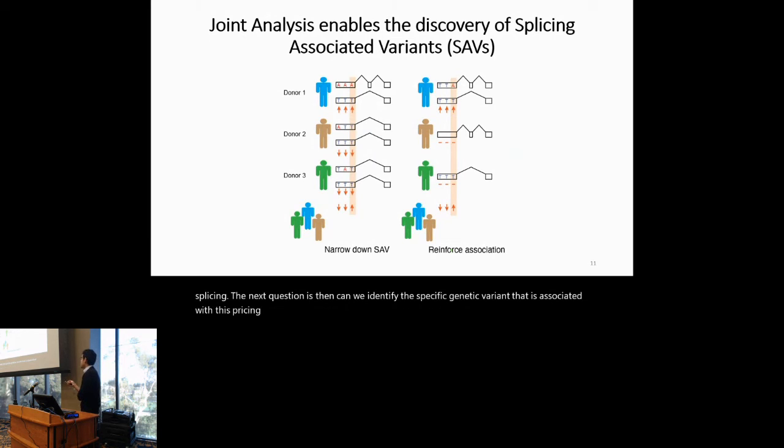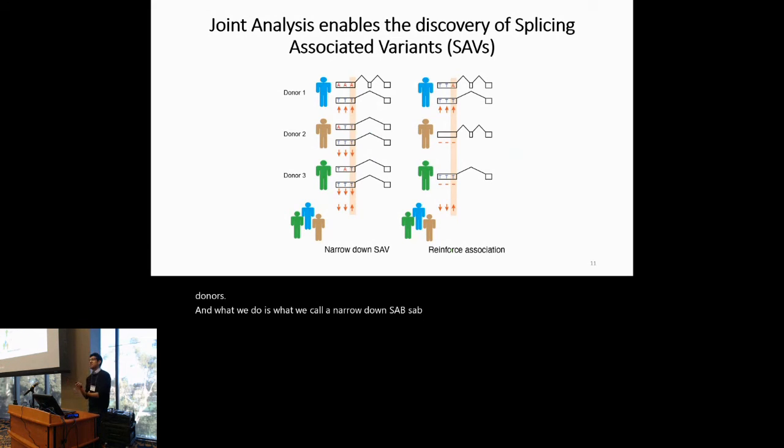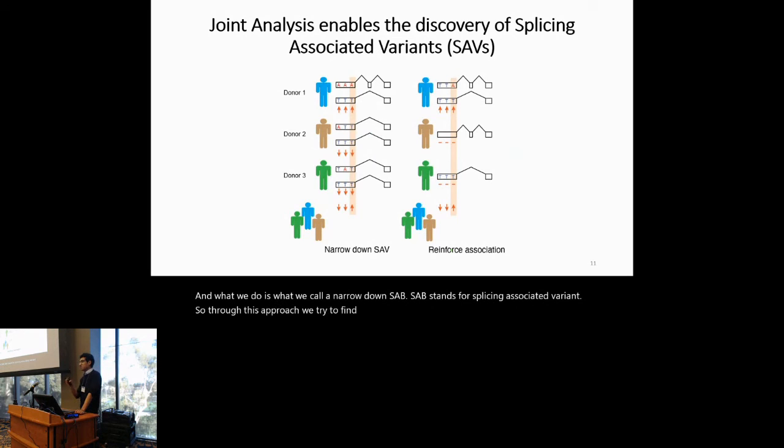So we leverage the allele-specific signal from multiple donors, and what we do is what we call narrowing down the SAV. SAV stands for splicing associated variant. Through this approach, we try to find the variant that is consistently linked with the splicing event across multiple donors. That is to say, the variant that maintains the linkage, regardless of the haplotype. This method is part of our isolaser package that will leverage the multiple samples of your cohort.